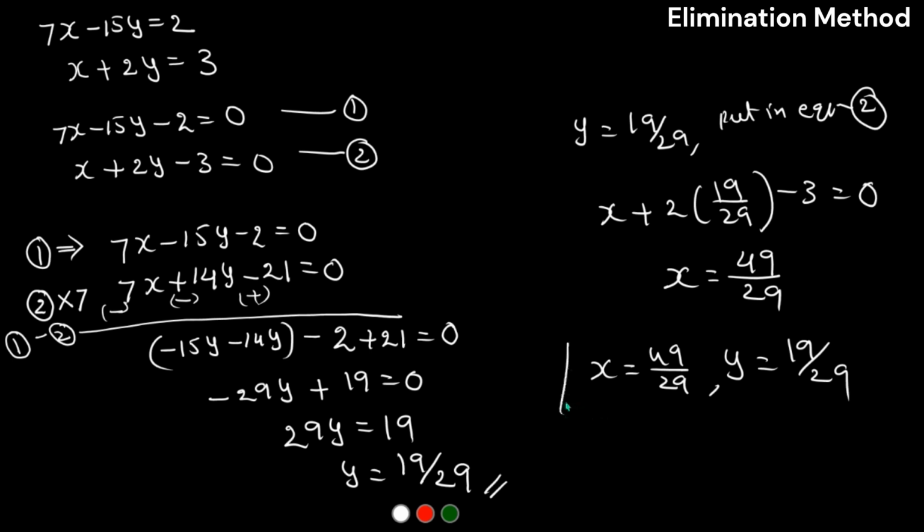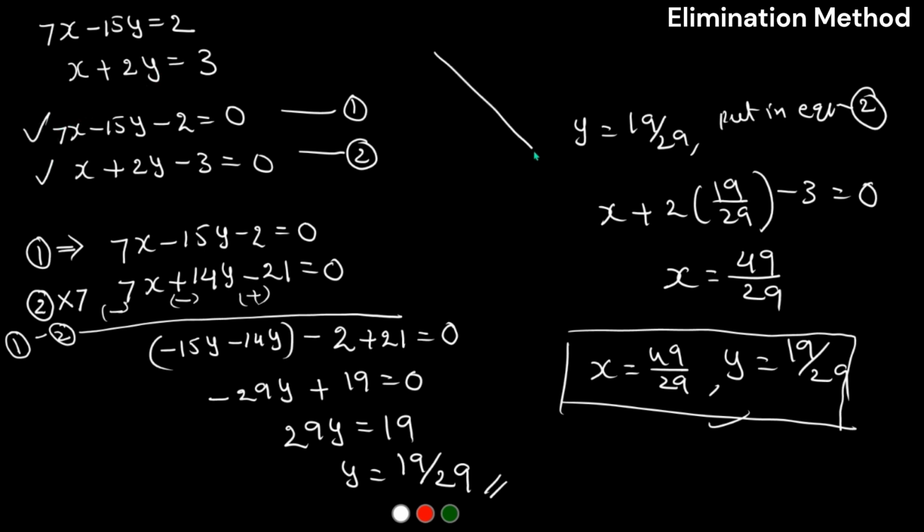So this point will satisfy both the equations. Both lines will intersect at the point x comma y, that is 49 by 29 comma 19 by 29. So at this point these two lines will be intersecting. That means it has the common solution, right?